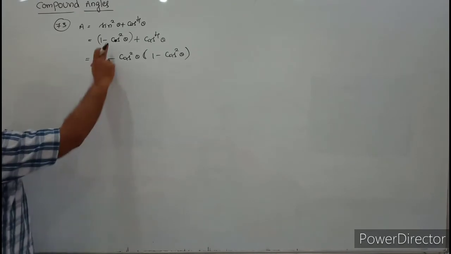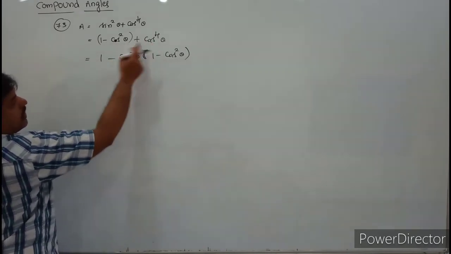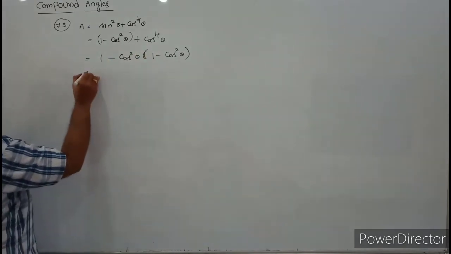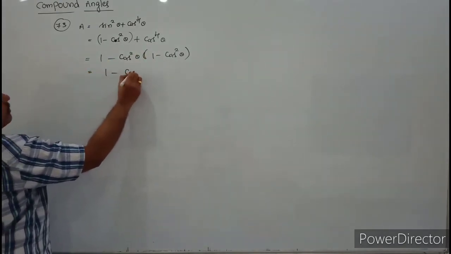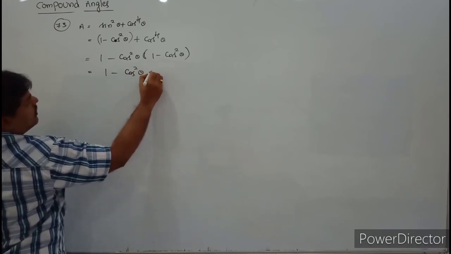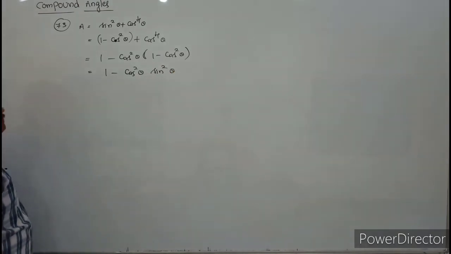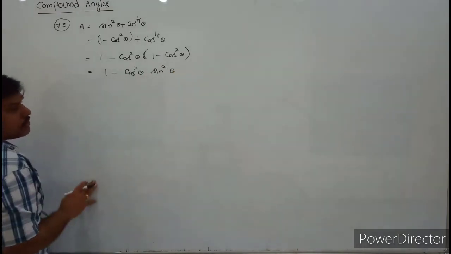Yes or no? I am taking the minus cos square theta common. If you multiply this, you will get this one once again. Okay, 1 minus cos square theta. 1 minus cos square theta is nothing but sin square theta. So 1 minus cos square theta into sin square theta.